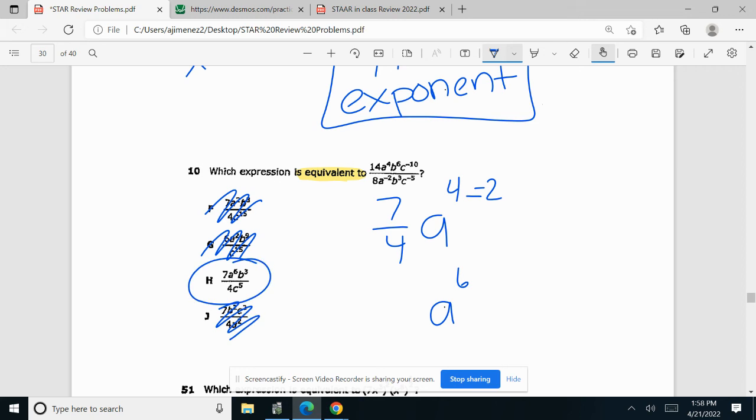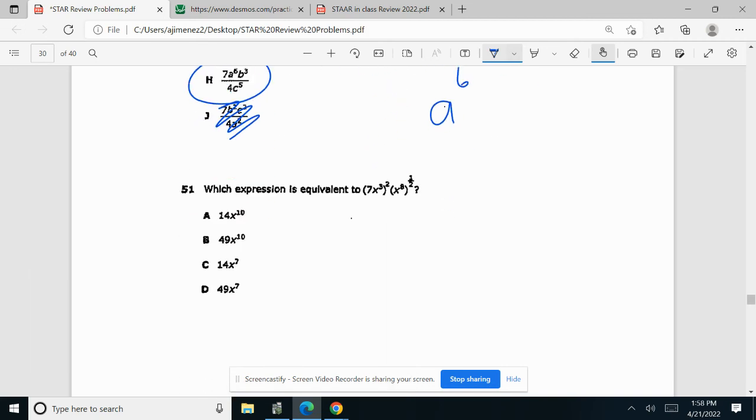I did not work the entire problem out. I want you to understand not to work the entire problem out. Do one thing at a time and then eliminate answer choices. This one says equivalent. Okay. I'm going to give you a minute and I want you to do this one. No, you know what? I'm going to go ahead and do it with y'all.